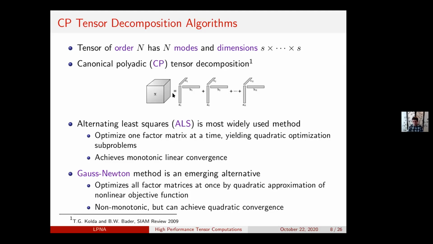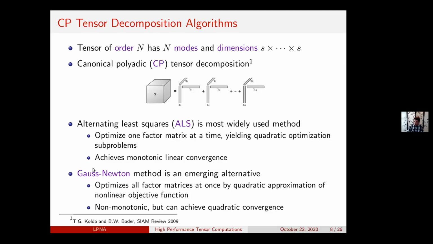The most widely used algorithm for this decomposition is the alternating least squares approach, which fixes all of the B vectors and all of the C vectors and optimizes for the best choice of A. Then it alternates and fixes all the A and C vectors and chooses the best set of B vectors, and then goes to C and then rotates back around to A. Each one of these subproblems will be a quadratic optimization problem, since we only have a single factor matrix to optimize, and we really just get a series of linear least squares problems. And as a consequence, ALS achieves monotonic convergence, since at every step it's optimizing a subset of variables in a way that guarantees the reduction of the residual over the previous iterate.